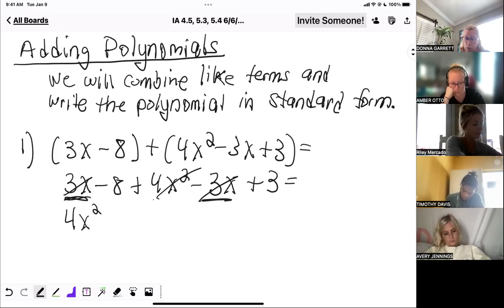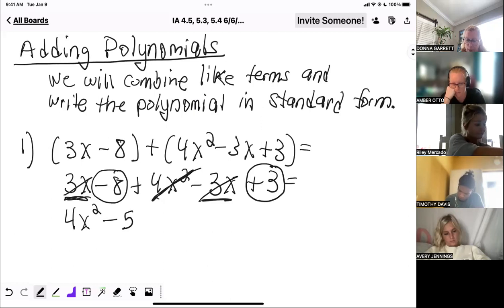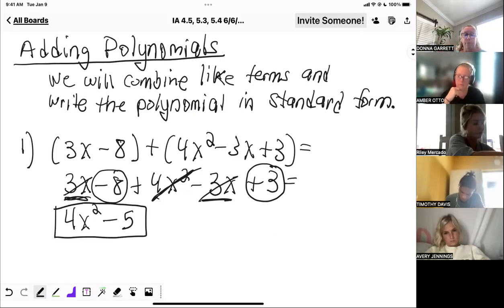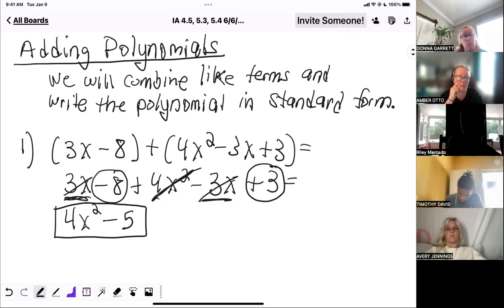I already did that one too. By the way, it's a good strategy too. If you like it, you don't have to do this. You can cross them out as you go. And then lastly, I have -8 and +3. That makes -5. And that would be my answer in standard form, all simplified. It's a binomial with degree 2. That's called horizontally adding. You can also vertically add, which I'm going to show you with the next problem.